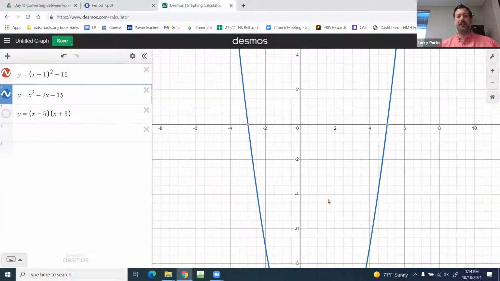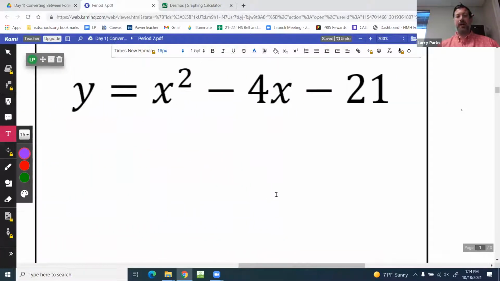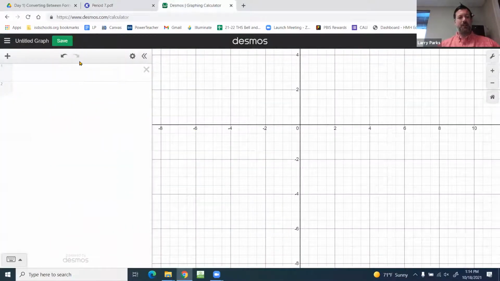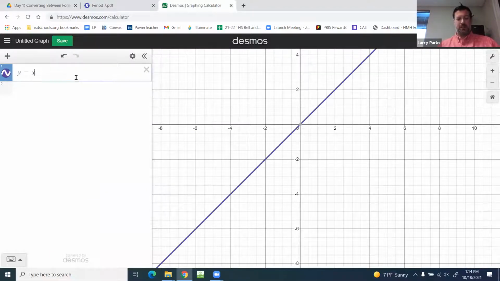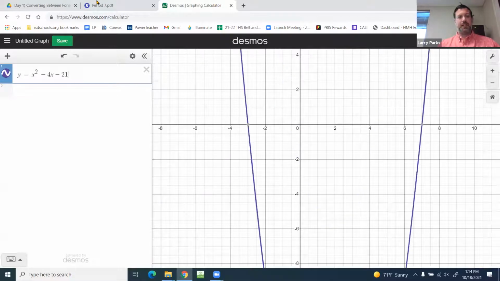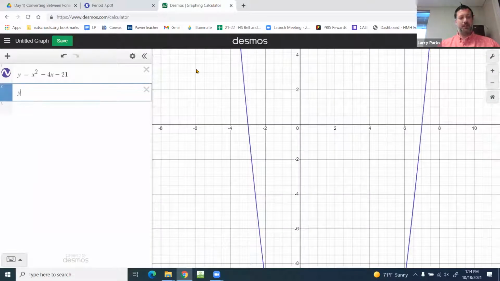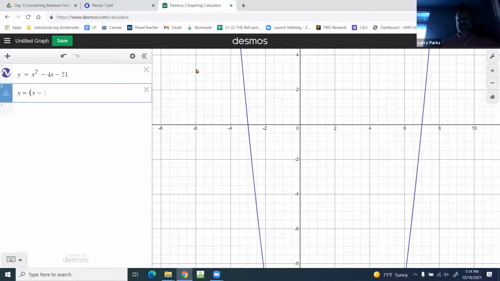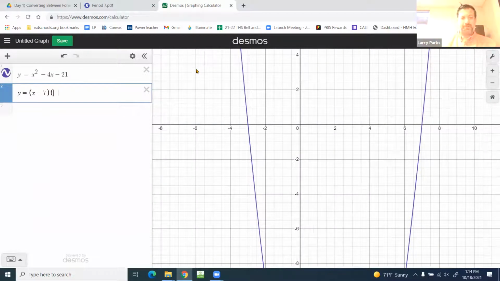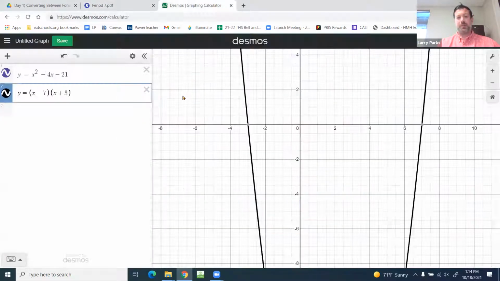So if I type all these in, and I always start with the one they give me, y equals x squared minus 4x minus 21. There's that one. And then I got this one, which is intercept form. It tells me the x-intercepts. Notice they are the same. And then this one, x minus 2 squared minus 25.